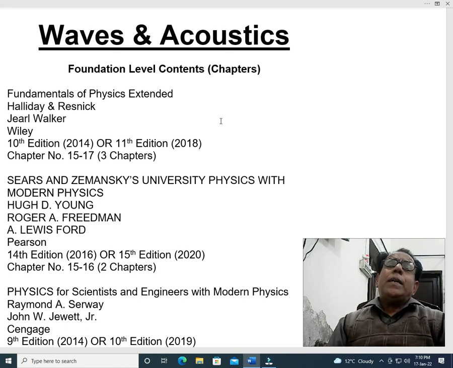Here, dear students, only 3 chapters relate to waves and acoustics. Okay, and these chapters are from chapter number 15 to chapter number 17. Okay, that is to say, chapter number 15, chapter number 16 and chapter number 17 of this book relate to waves and acoustics, and we are not concerned with the whole book, which consists of about 45 chapters.